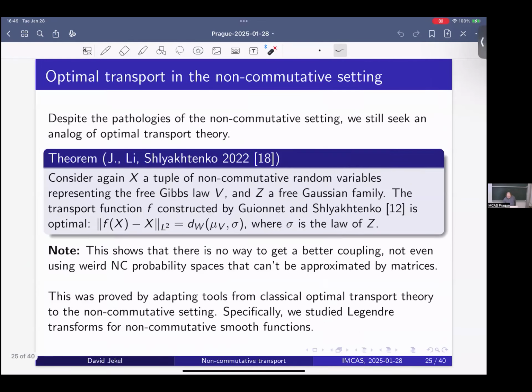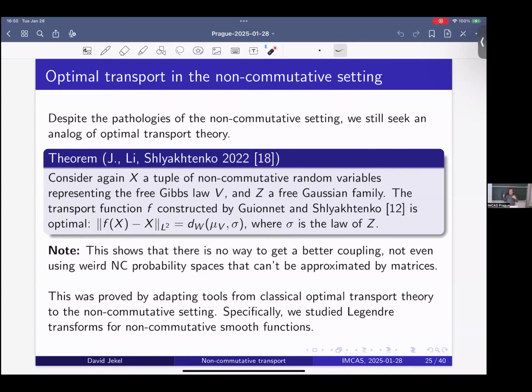Okay. So nonetheless, there are many things that are difficult or go wrong, but we still want to build an analog of optimal transport. And so the first observation along these lines was looking at the construction of Guionnet and Shlyakhtenko in 2014, where they constructed this kind of gradient of a convex function, which does the transport of something into the semicirculars.